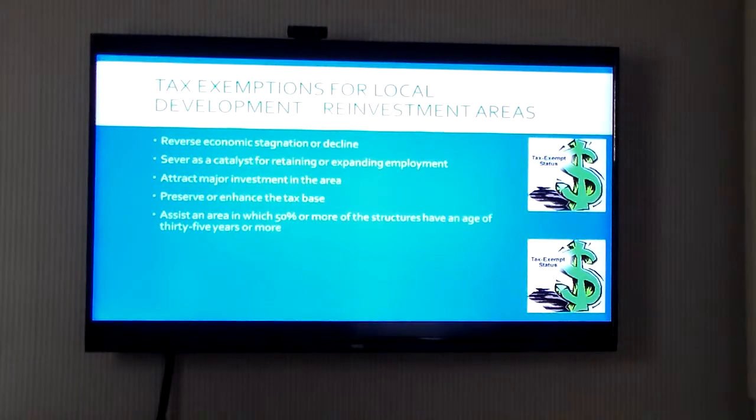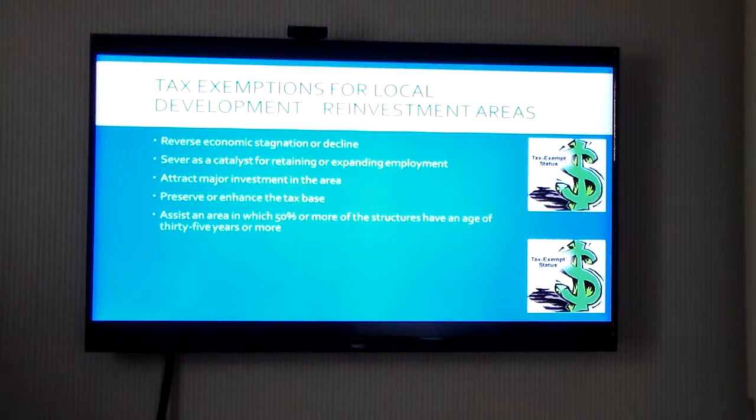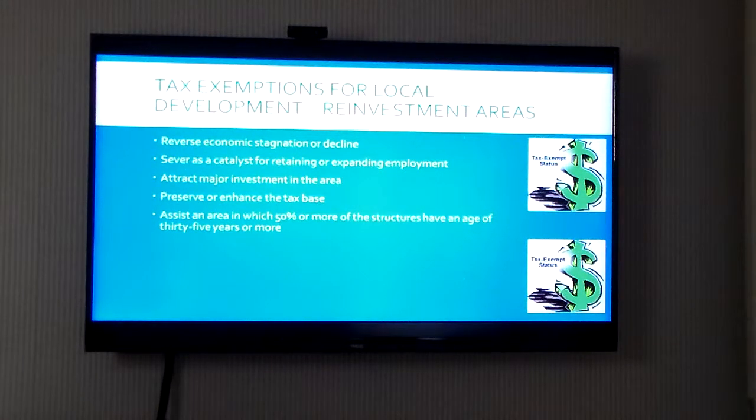So tax exemptions: if you're trying to reverse a decline, that's something you can do. If the state decides that they're trying to expand employment in a local development, they're allowed to request a tax exemption. If they're trying to attract a major investment in the area, they can also seek one as well.